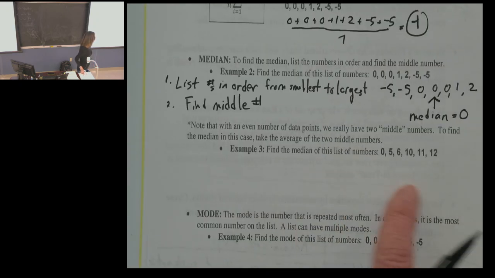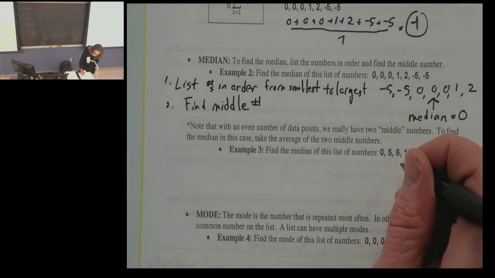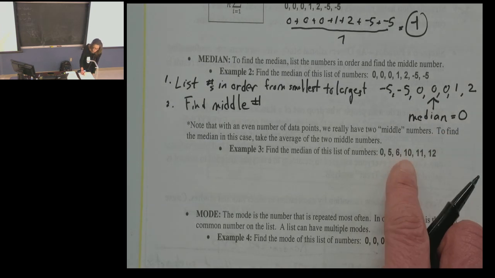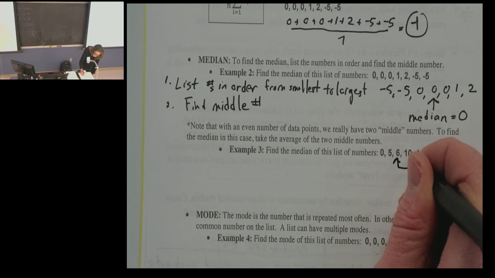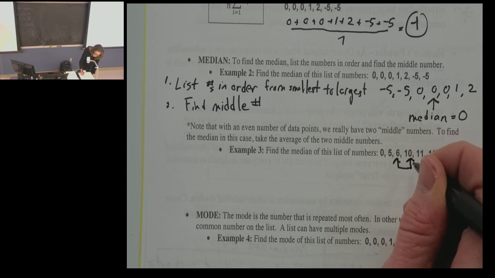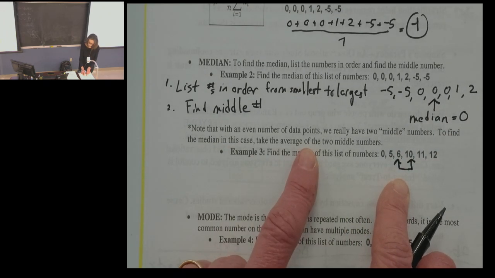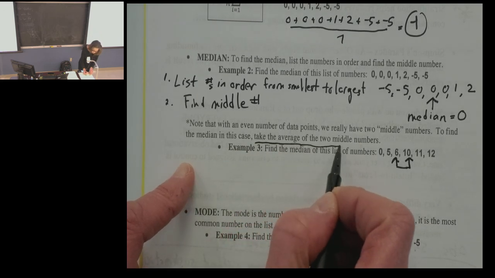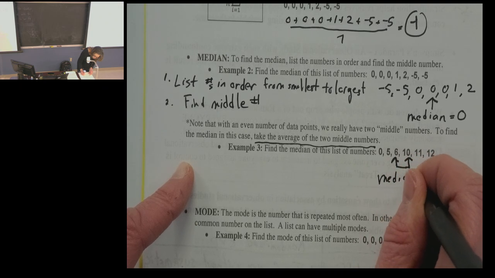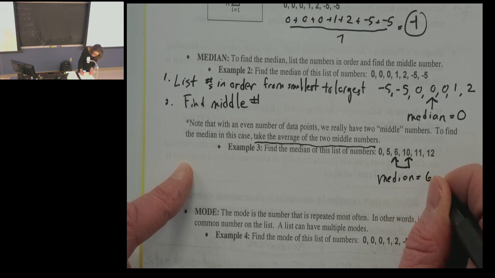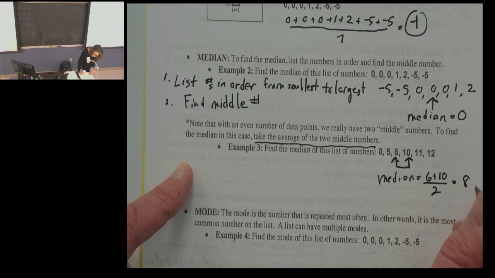But what if you have an even number, like here? I've already put them in order. Well, you want to go right in between the 2 middle numbers. So if you have an even number of data points, like here, to find it, you just take the average of the 2 middle numbers. So the median here is just 6 plus 10 over 2. So that would be 8.